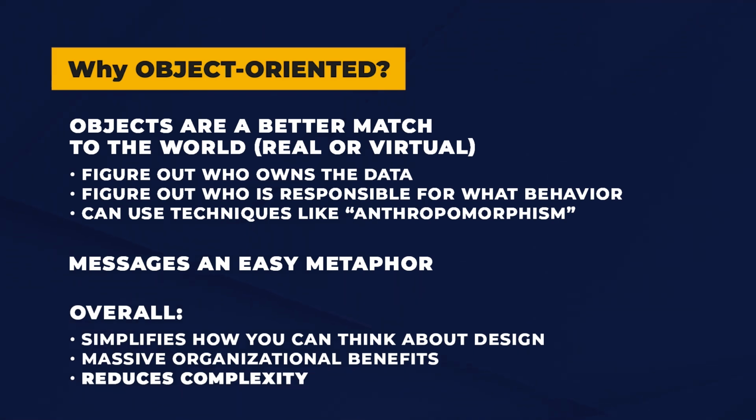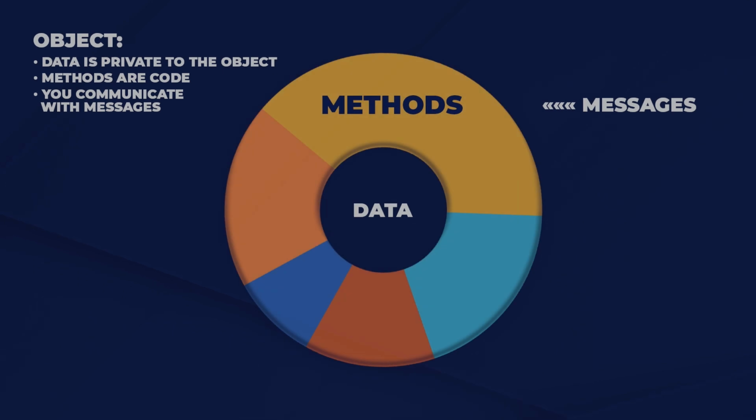And if I was to sum it up in one thing about what's good about it, it reduces complexity. And reducing complexity is key to solving difficult problems and keeping large software projects manageable. So let's take a quick look. What does an object look like?